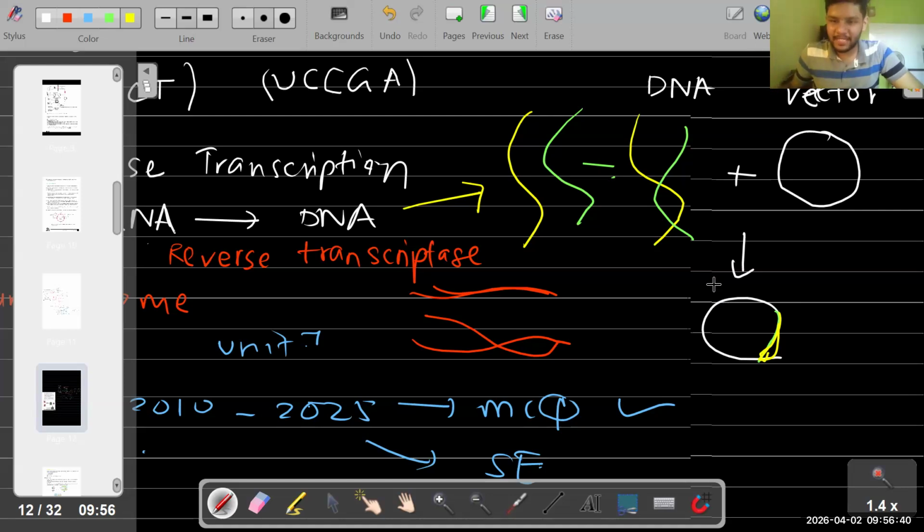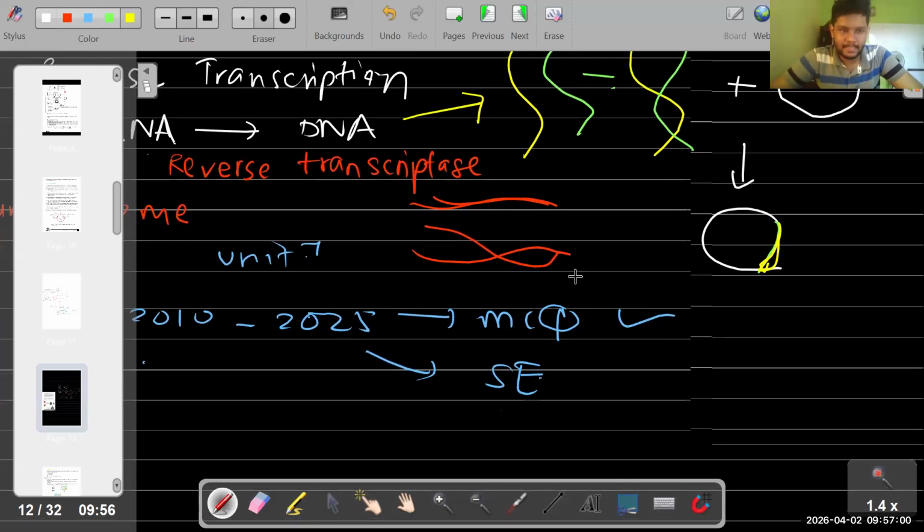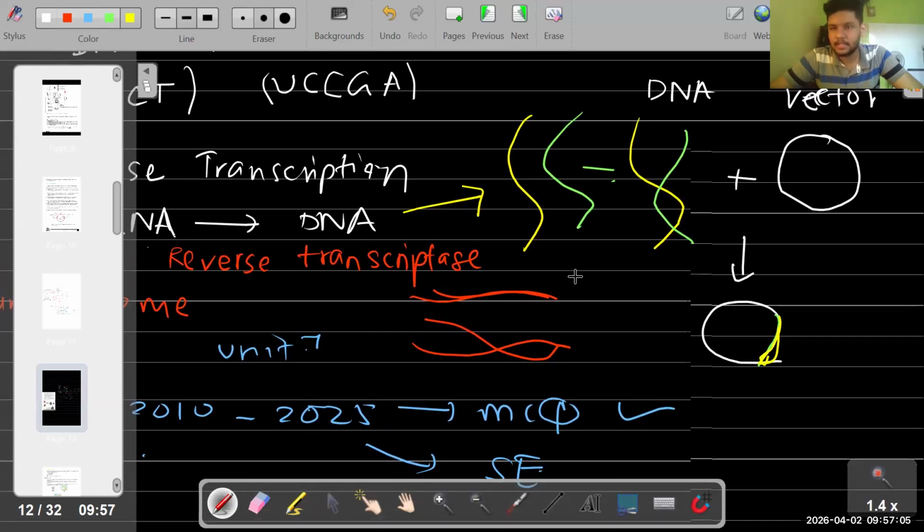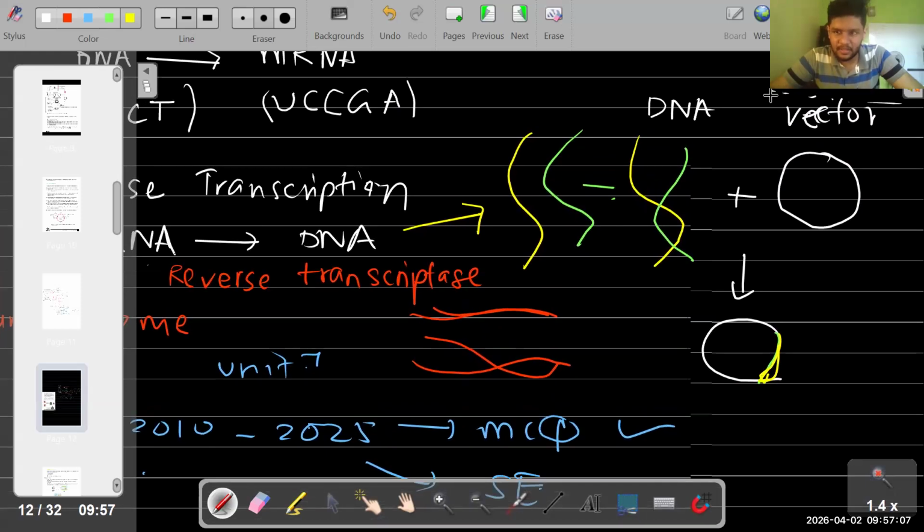Now see, this white color is a part of a cloning vector with a DNA of interest. So what is this called? Recombinant vector. Is that clear? Now if you find it difficult, because we have learned it as vector plus DNA leading to a recombinant vector, just ignore it for the time being.